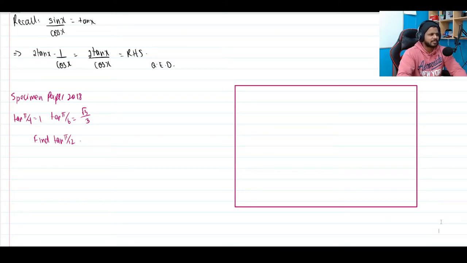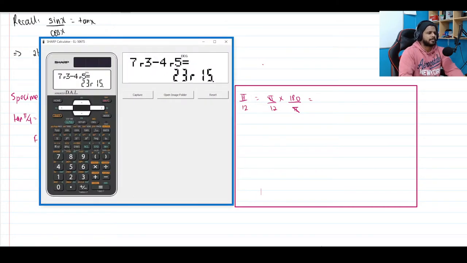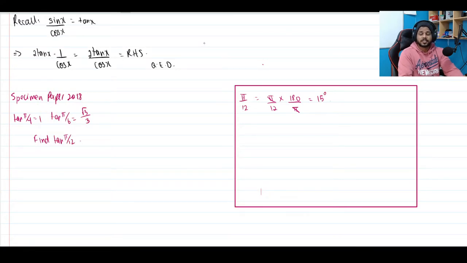I want to know what pi on 12 is in degrees. This is pi on 12 multiplied by 180 over pi. Pi cancels with the pi. Jump on your calculator. 180 divided by 12 is 15 degrees. So homeboy is 15 degrees.